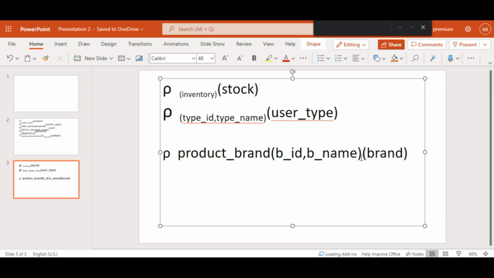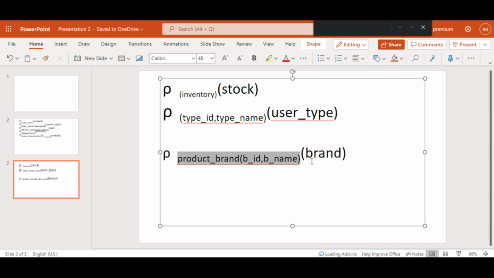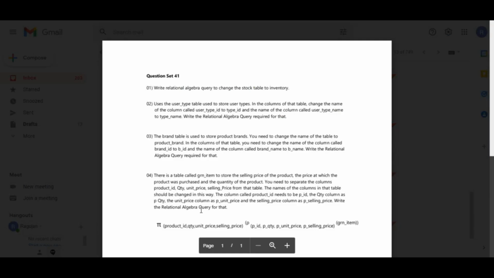And also you can change the attributes like this. So yeah, we change the brand table's name to product brand. Also we change the brand ID name, brand ID to BID. Also we change the brand name column, brand name to B name. So that's how it goes. So we can move on to question 4.